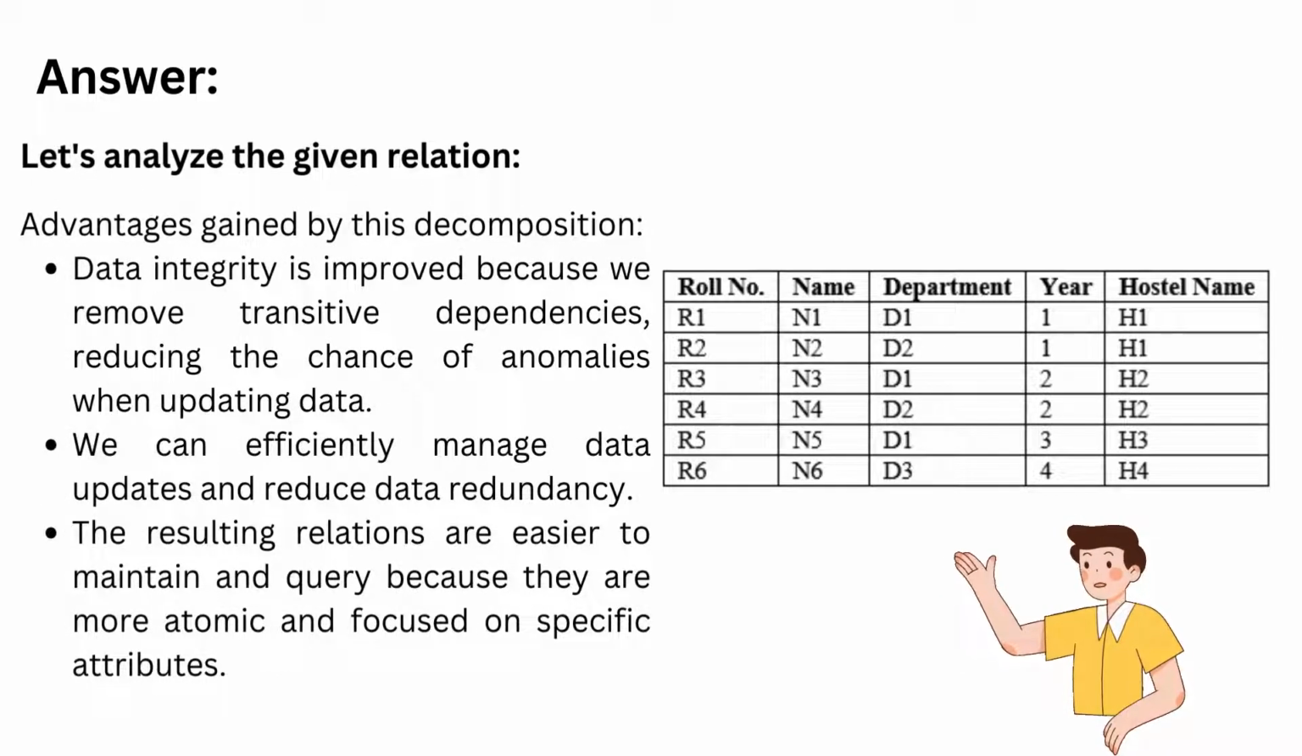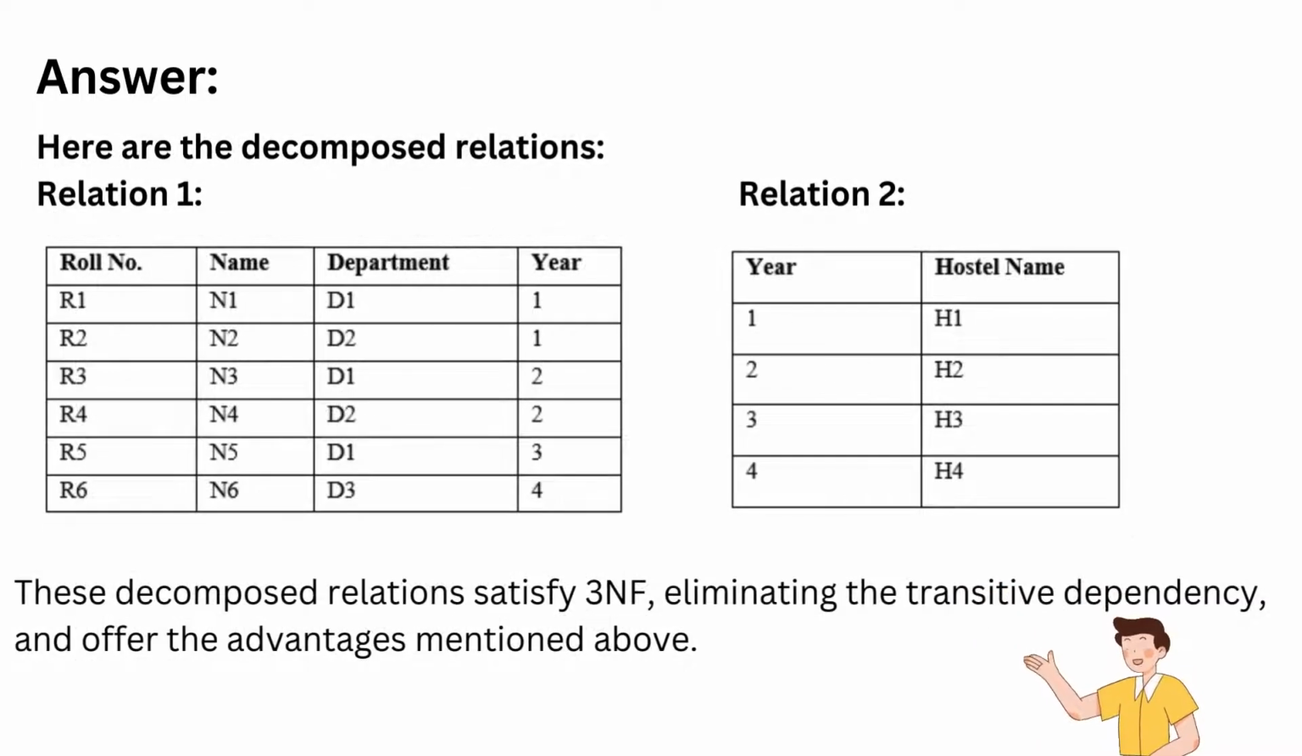Advantages gained by this decomposition are data integrity, reducing the chance of anomalies when updating data. And we can efficiently manage data updates and reduce data redundancy. The resulting relations are easier to maintain. Here are the decomposed relations, relation 1 and relation 2. These decomposed relations satisfy 3NF, eliminating the transitive dependency, and offer the advantages mentioned above.